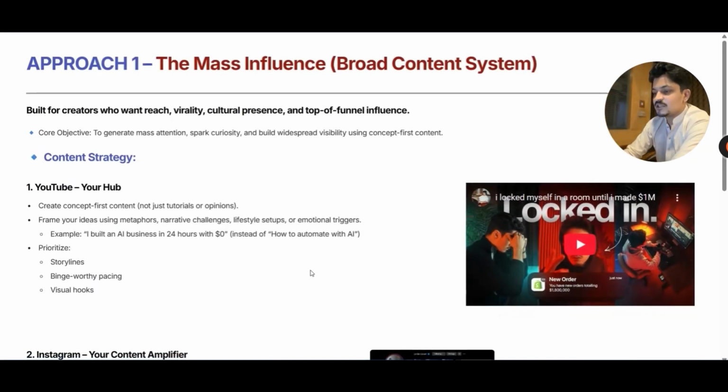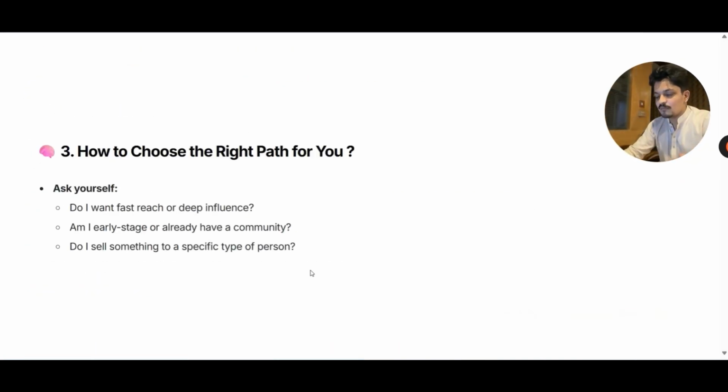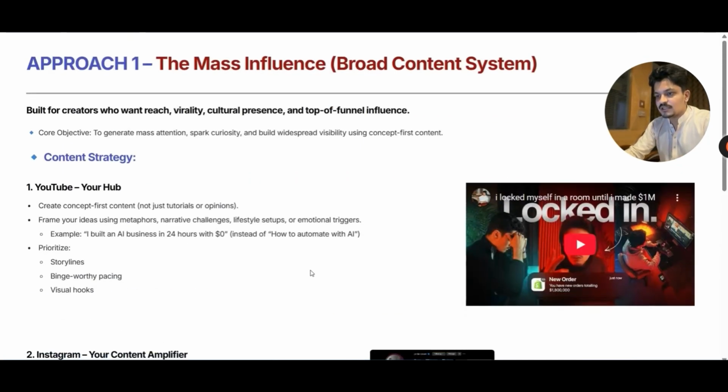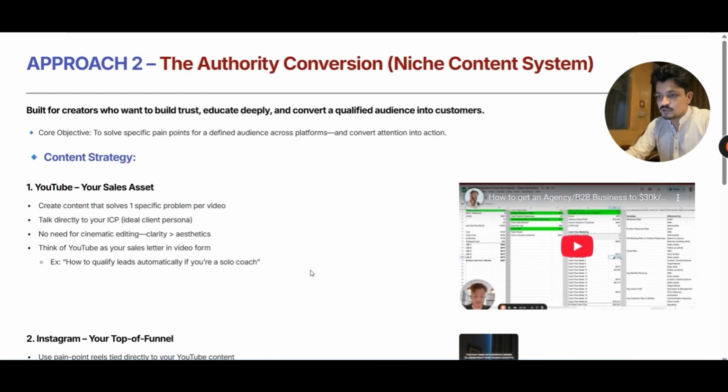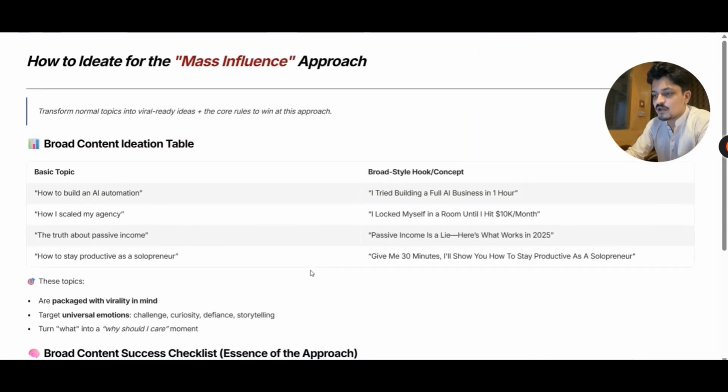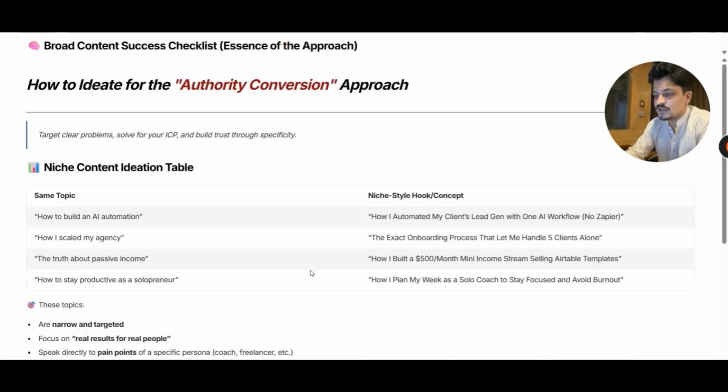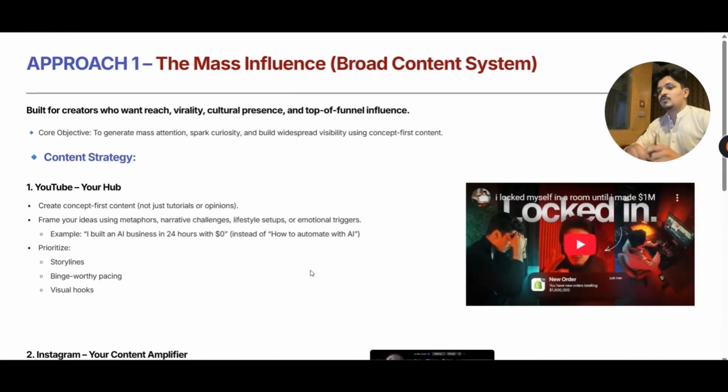Now, what I'm going to do after this is explain the first approach, which I call the mass influence. What is the system that you have to follow in order to execute this strategy perfectly. Then I'm going to talk about the second approach, which is the authority conversion, the niche content system that you need to follow, in order to nail your strategy. And after that, I'm going to talk about how to actually ideate for both of these. So yeah, let's talk about the first approach, which is the mass influence, the broad content system.